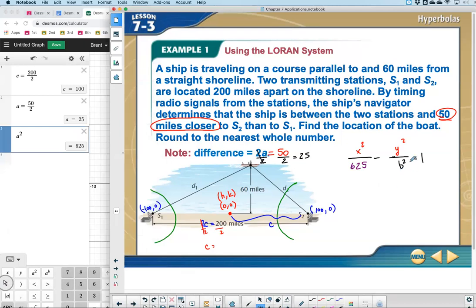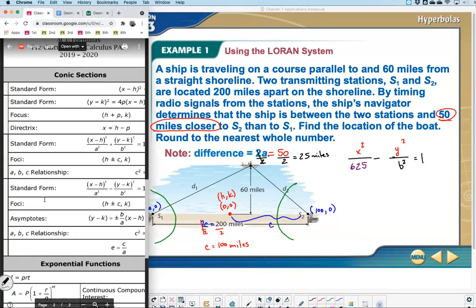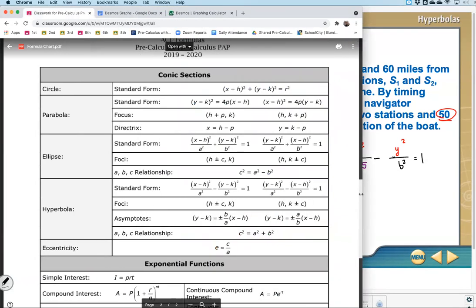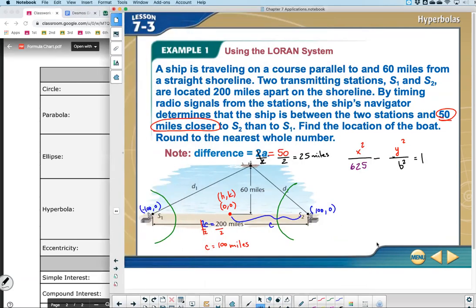Now let's talk about the b squared. We don't know b, but we do know c is 100. We know a is 25, and this is in miles. We could solve for b using the ABC relationship. On the formula chart for a hyperbola, it says the ABC relationship is that c squared equals a squared plus b squared.